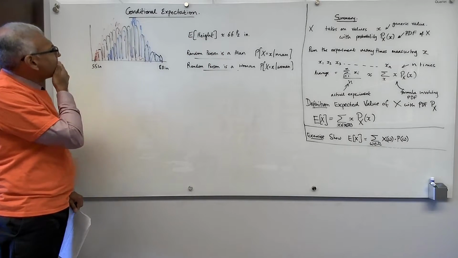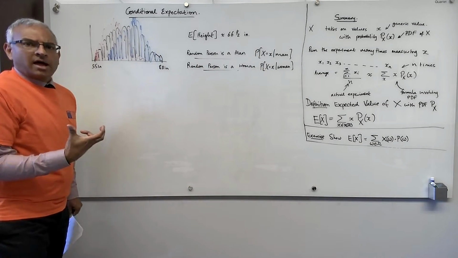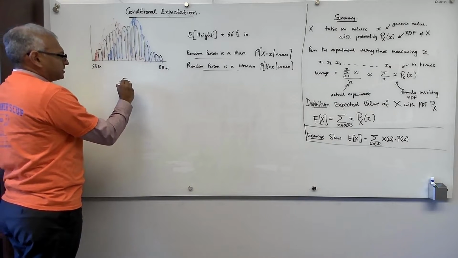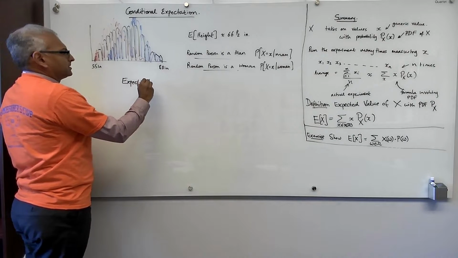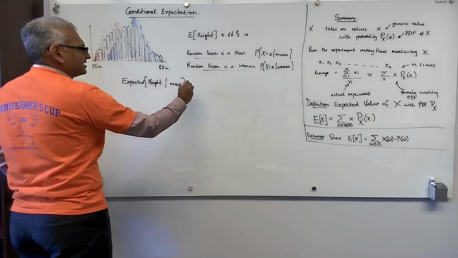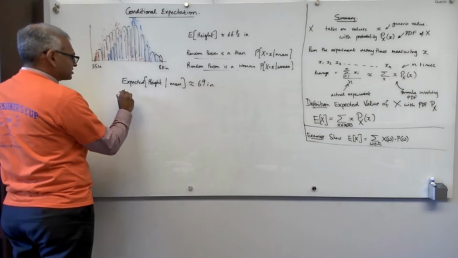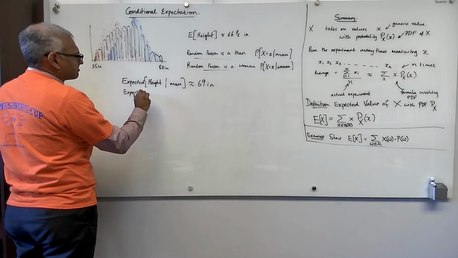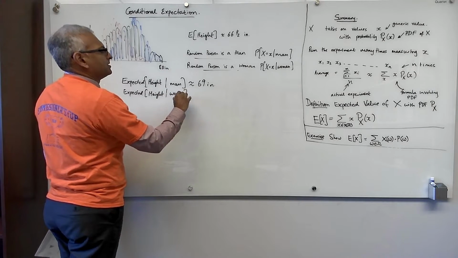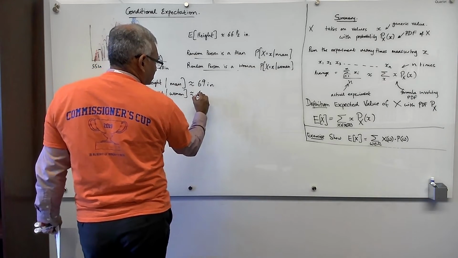Now we can ask, if the random person is a man, the expected height is slightly higher. So the expected height given man is slightly higher. It's approximately equal to 69 inches. So it's slightly higher than the average among all people, and the expected height given woman is slightly lower than 66 and a half. It's approximately equal to 64 inches.